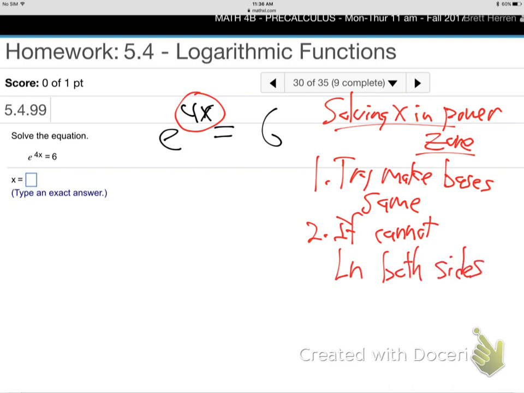Logs have this great quality of pulling down powers. That's what we need, right? Because do you see the problem? How are we going to solve for that 4x? You got to get it out of the power. You can't divide by it, right? I can't go divide by 4x. It's not e times 4x. It's e to the 4x. See the problem? The problem is it's in the power zone, right?